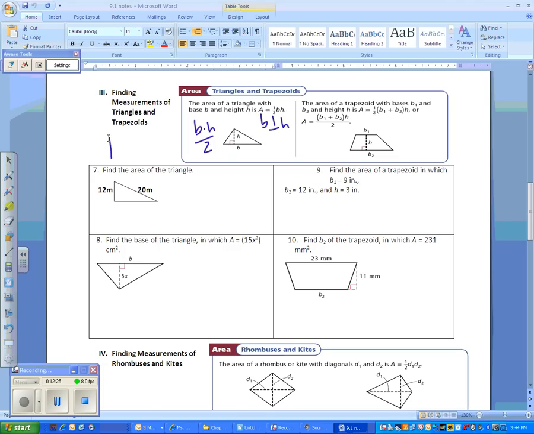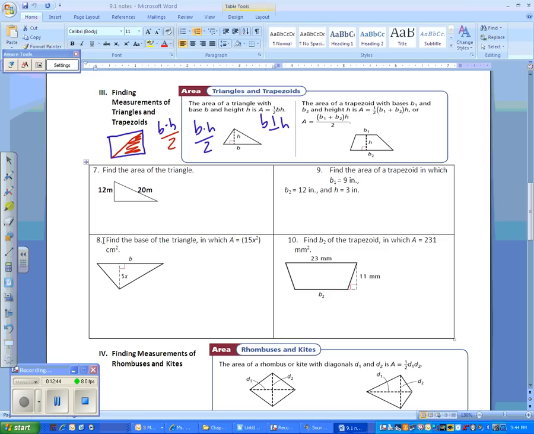And just really quickly, the reason why it's base times height divided by 2 is if you take a rectangle, you know that the formula for a rectangle is base times height. Let's say you go ahead and you take that rectangle and you cut it in half. Well, what kind of shape do we have? We have a triangle, and we took the area and we cut it in half. That's how you get the area of a triangle.